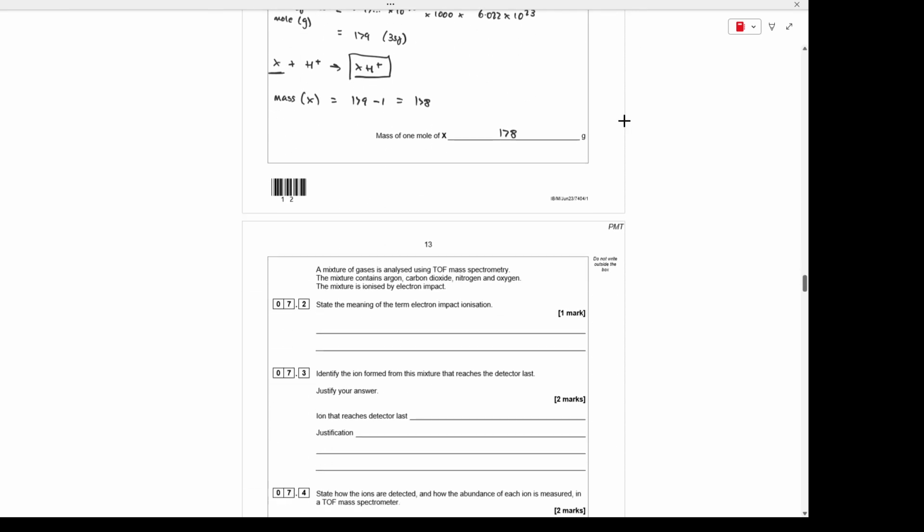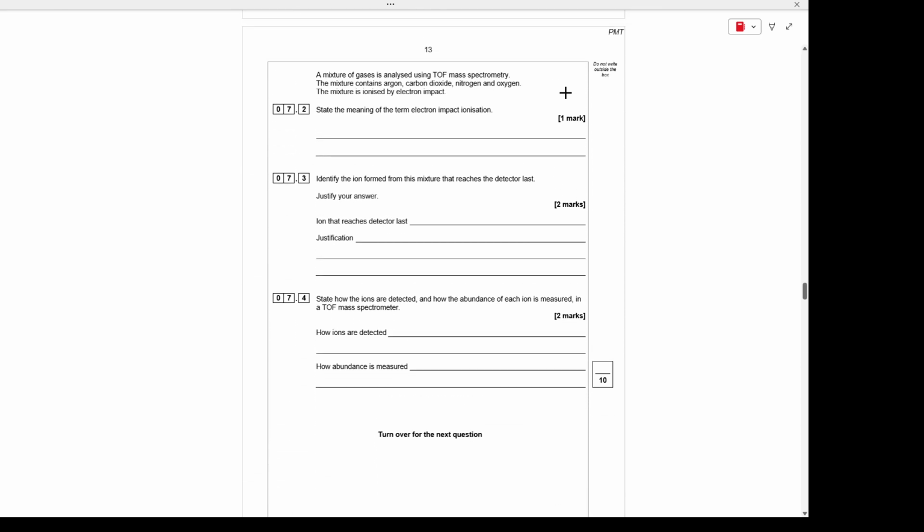Now let's move on to the next part of the question. They're telling us that a mixture of gases is analyzed using time of flight mass spectrometry. The mixture contains argon, carbon dioxide, nitrogen, and oxygen, and the mixture is ionized by electron impact. So not electrospray this time. They're just asking us to state the meaning of the term electron impact ionization.